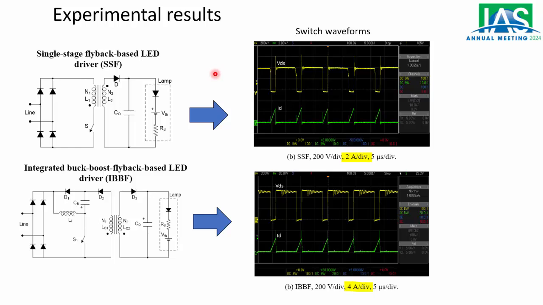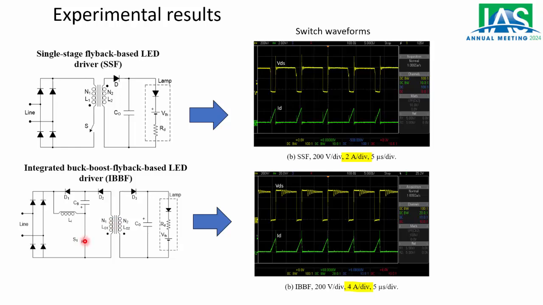Here we have more waveforms corresponding to the switch. Again, the voltage across the switch, but now the current through the switch. So this is the triangular waveform, and we can see the DCM operation of the converter. So it's the current that is entering here in the converter. And this is for the integrated converter. So we can see that the waveforms are nearly the same. The only difference is that the peak current here is much higher. This is 4 amperes per division compared to 2 amperes per division here.